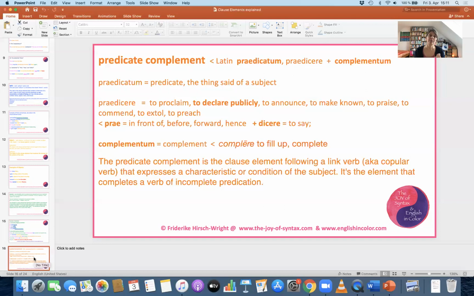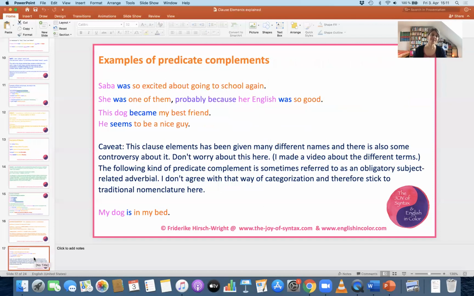So we simply need an element. And in fact, the predicate complement is much more important than the link verb. And there are some varieties of English where under certain circumstances, you can leave out the link verb and you simply need the subject and the predicate complement. We'll have examples here. Saba was so excited about going to school again. So Saba is the subject, was is the verb, and so excited about going to school again is the adjective phrase functioning as predicate complement.